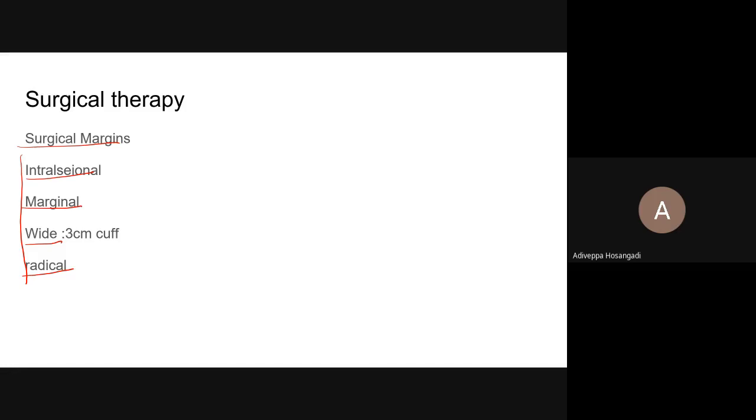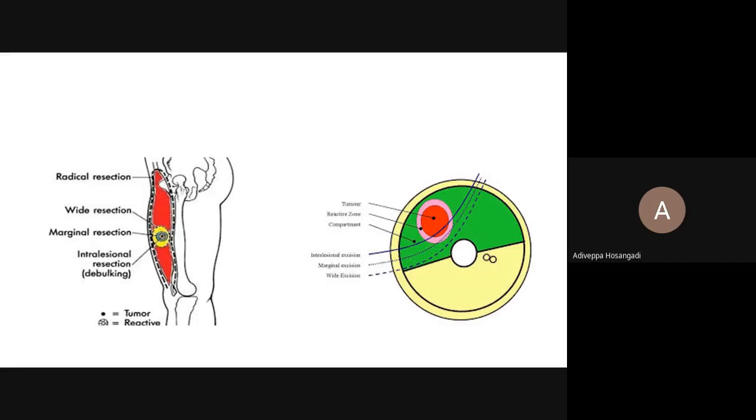So what do you mean by intralesional? Bone is one compartment. This is the extensor compartment of the knee, the quadriceps compartment. There is a tumor here. These margins are applicable for excision or amputation. Please remember this: intralesional, marginal, wide, radical margins are applicable both for excision of the tumor or for amputation of the limb. In the transverse section, this is how it appears in longitudinal. So this is the tumor. There is a reactive zone, which is generally soft tissue. This is a compartment.